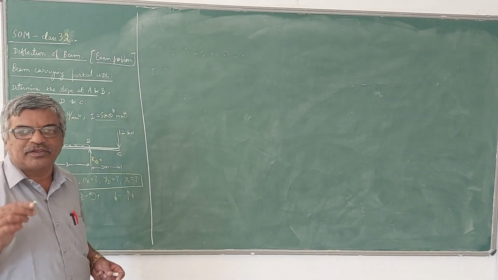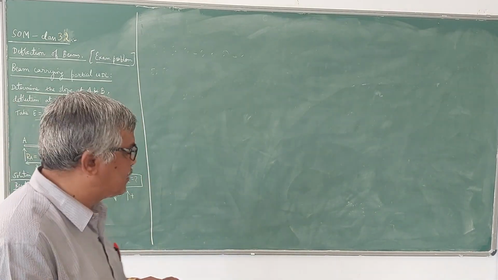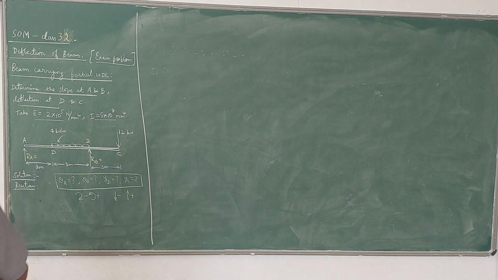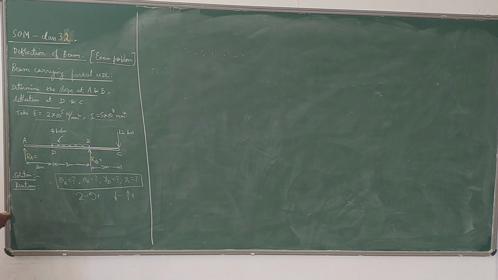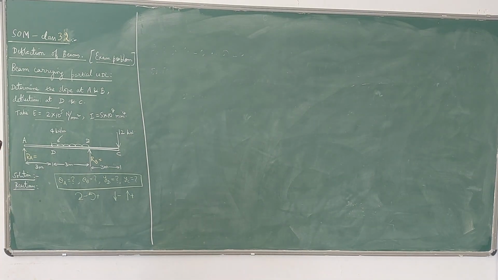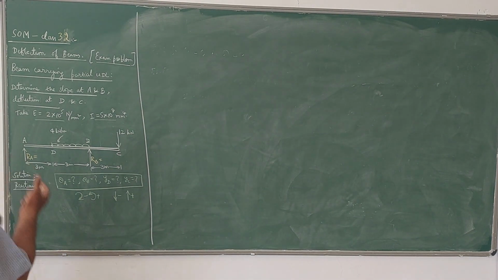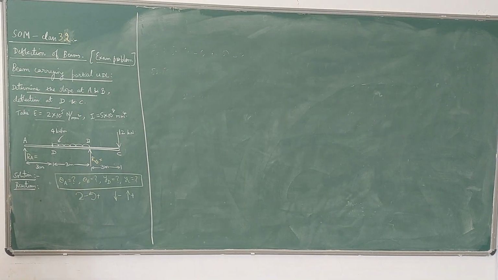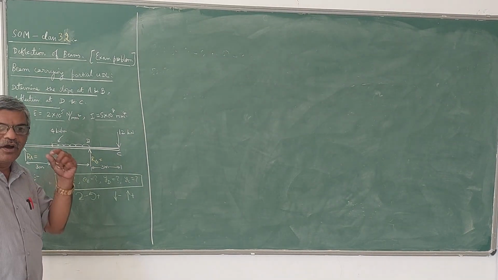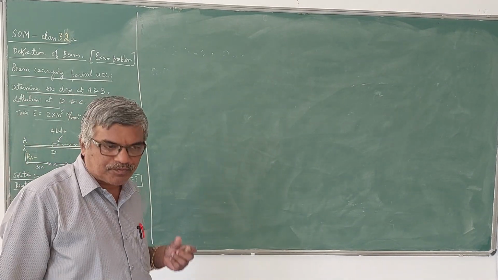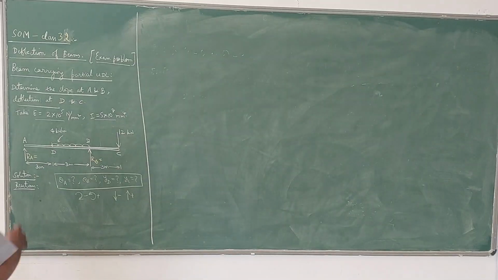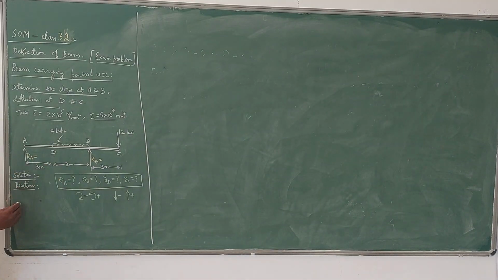First we need to find the reaction. Since it is a simply supported beam with the overhang, we need to find the reactions at the supports because we need to find the bending moment at one of the sections in the beam. For finding the bending moment expression, always we need to compute the reactions. So these two reactions, RA and RB, they are found out using the equilibrium equations.